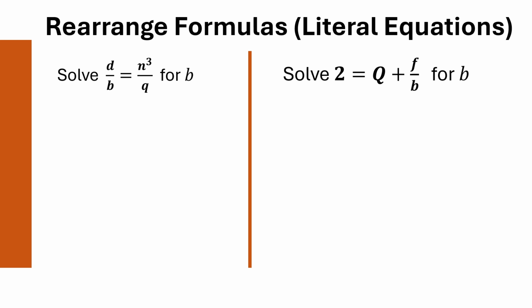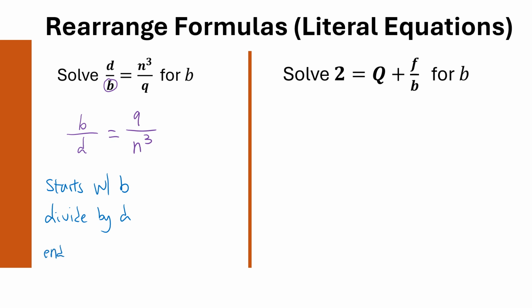For this problem, the variable we're solving for is in the denominator. So what we have to do here is flip the fraction so that b is on the top instead of at the bottom. If we flip the first fraction, then we have to flip the other fraction. So this will become q over n to the third power instead. And now the rest of it, the process is the same. So you're going to start with b because that's the variable you're solving for, and then b is divided by d, and then it ends with the fraction q over n to the third power.